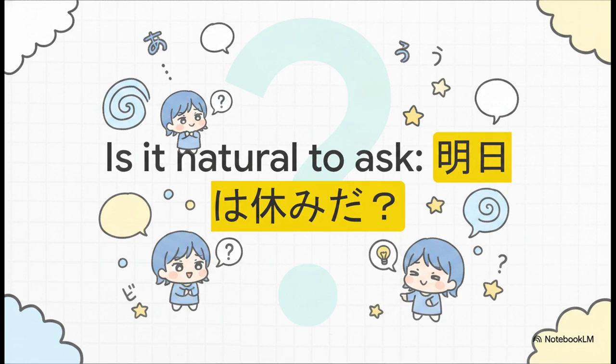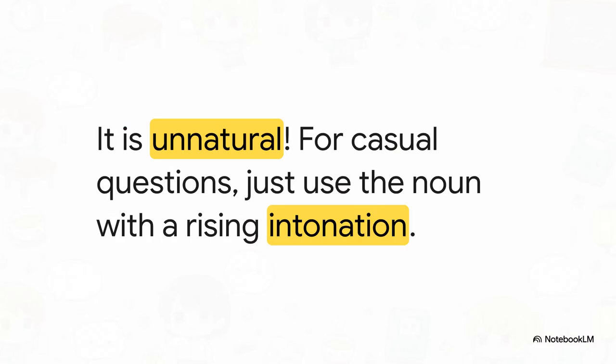Think about what we just learned about sounding direct. If you guessed unnatural, you totally nailed it. In casual spoken questions, keeping that assertive da sounds incredibly awkward. You basically never use it in a question. Instead, you drop it entirely from the predicate. Just state the noun and use a rising intonation at the end of the word. So you'd simply say, ashita wa yasumi?